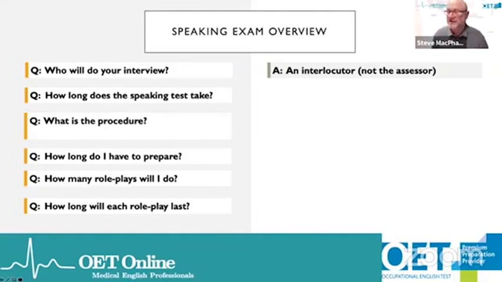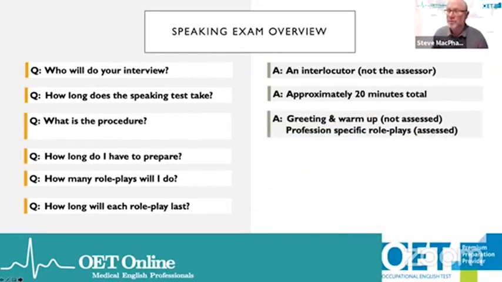Next question, how long does the whole speaking test take? Well, I'd say approximately 20 minutes in total. So how do we get to 20 minutes? Well, let's look at the procedure, everyone. There is a greeting and a warm-up, which is not assessed. So just sharing names, a few questions about perhaps why you chose to be a health professional or what you most like about your work as a health professional. That's just to warm up, get used to the voice of the interlocutor, just build that initial relationship. And then after that, there are profession-specific role plays, which are assessed.